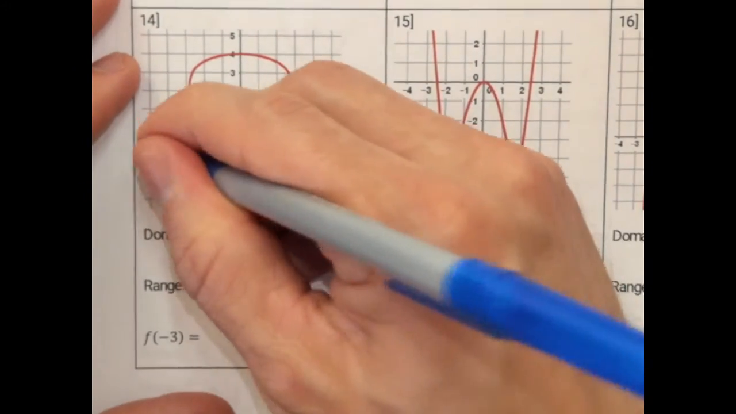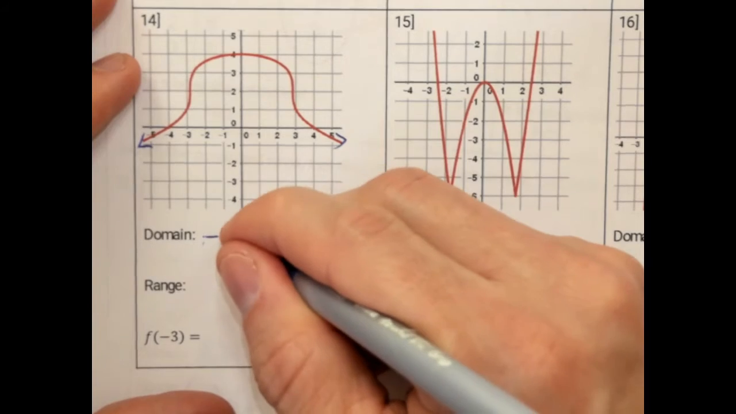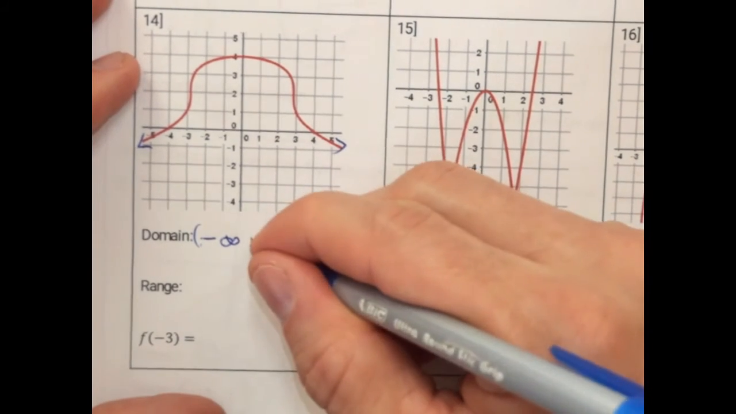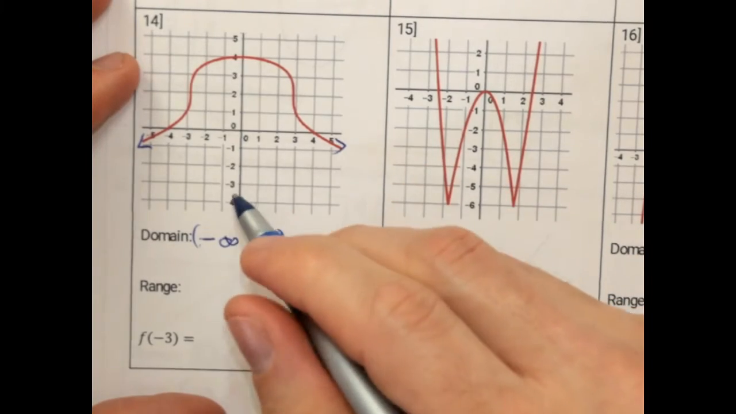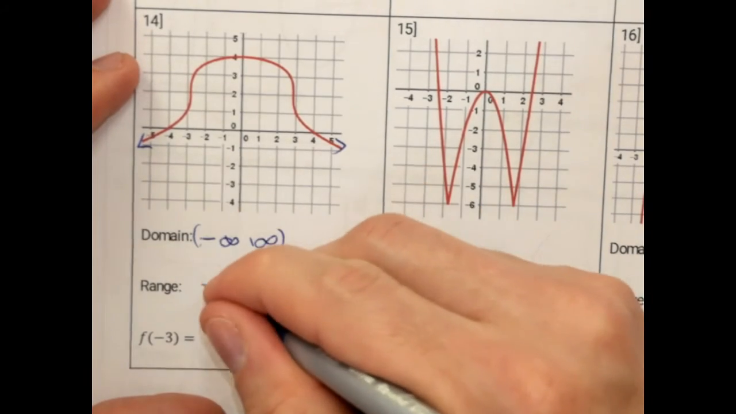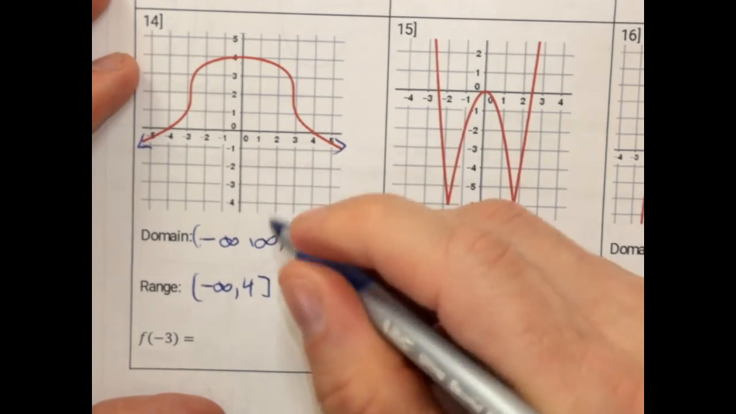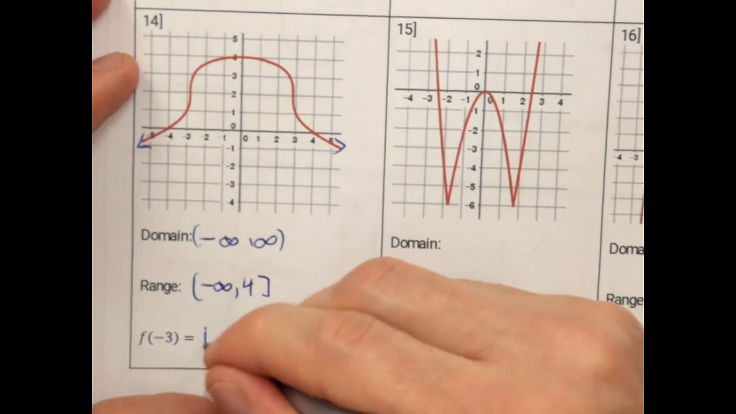We're going to put arrows here too. Domain is -infinity to positive infinity. And range looks like it's -infinity, but it stops at 4 up here, and that's going to be a bracket. F of -3 is going to be 1.